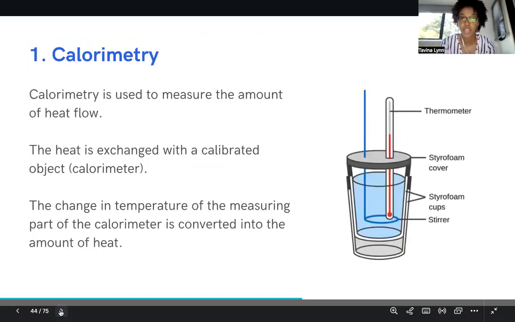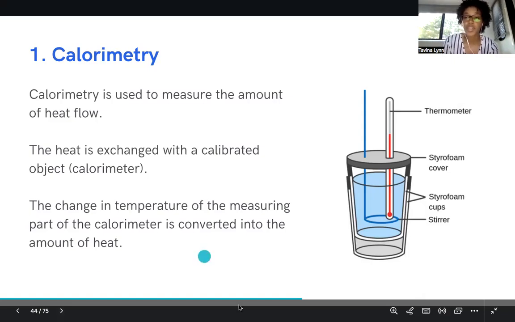So starting with calorimetry. This is an experimental method we can use to measure the amount of heat flow. And the heat is exchanged with some calibrated object, which we actually refer to as the calorimeter. And we can measure the change in temperature of the measuring part of the calorimeter as a result of whatever our chemical reaction or process is. And this is then converted into the amount of heat transfer or heat flow.